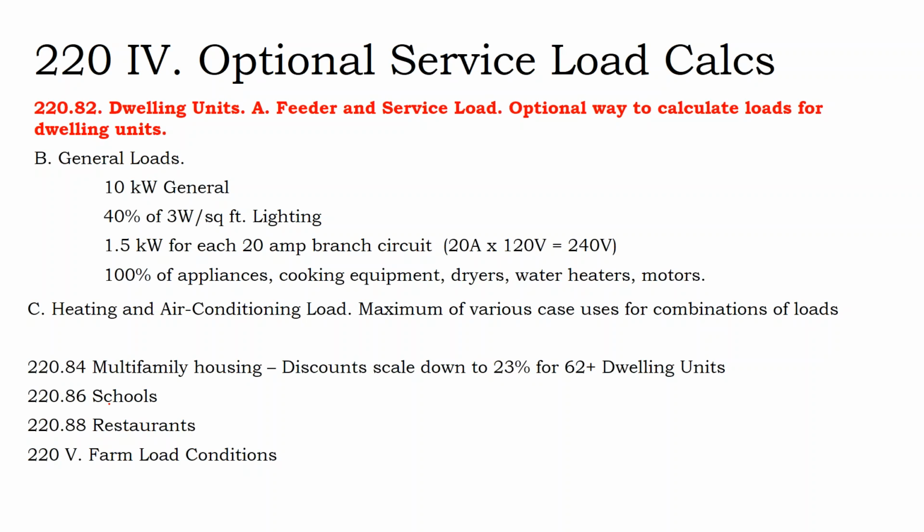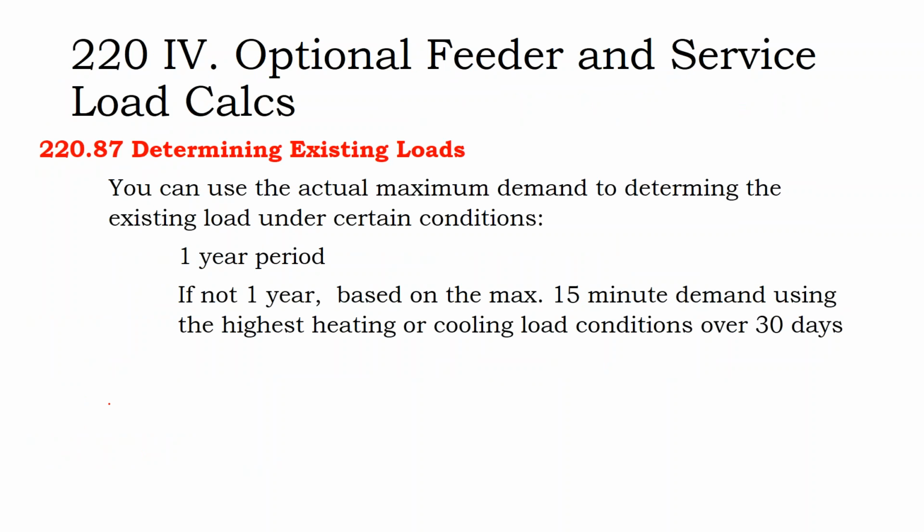There are different rules for different kinds of units, like schools, restaurants, farming, multifamily housing. You're allowed to set the size of your electric service based off data that you've monitored from the site. So if you want to downgrade or upgrade your service, you can use actually measured data if you have a 1 year period. If you don't have a 1 year period, you can base your service size off the maximum 15 minutes of demand, using the highest heating or cooling load conditions over 30 days.